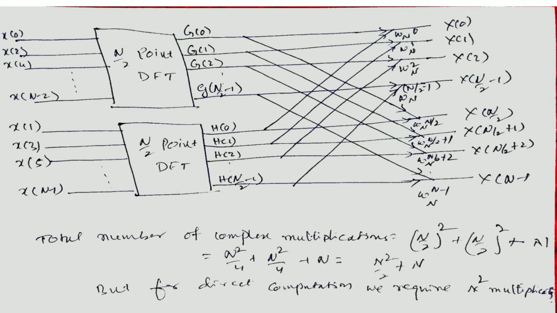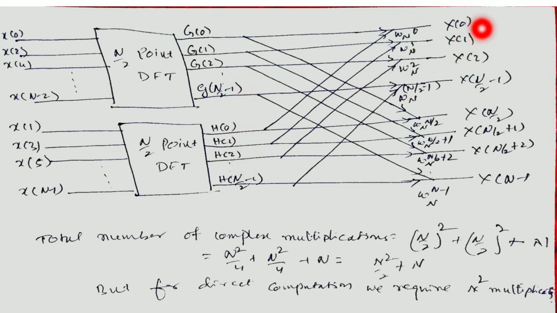The output of the first n by 2 point DFT would be now g of 0, g of 1, g of 2, etc. up to g of n by 2 minus 1. Similarly, the odd indexed values after performing the n by 2 point DFT, we get the output as h of 0, h of 1, h of 2, etc. up to h of n by 2 minus 1. And we know that x of 0, x of 1, etc. are all obtained as a combination of g of k values as well as h of k values.